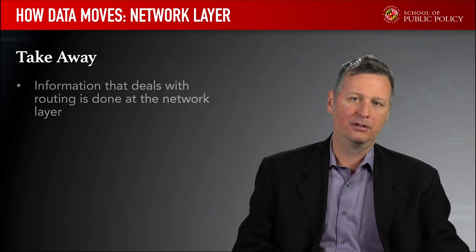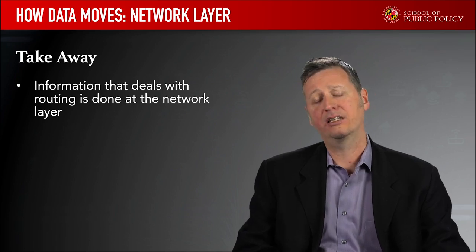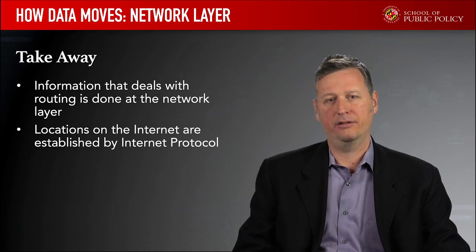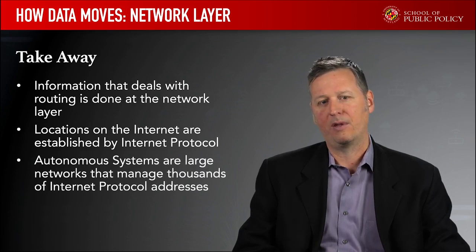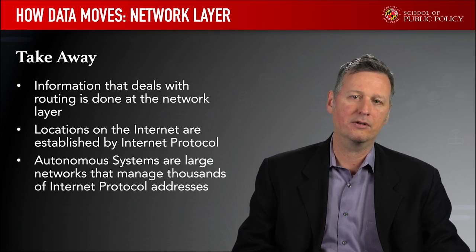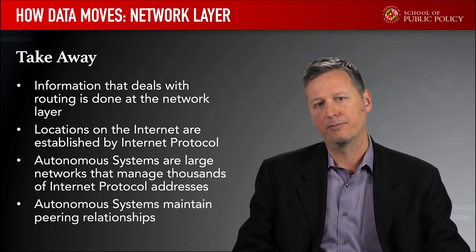So what can we take away from this episode? Well, first, that information that deals with routing is done at the network layer. Locations on the internet, or IP addresses, are established by the Internet Protocol. Autonomous systems are organizations that manage large amounts of IP addresses, and they relate to one another using peering relationships.